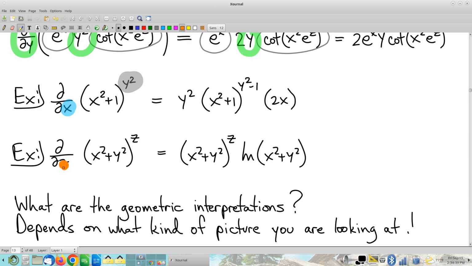Likewise, if you're taking a z partial down here, then all of this is constant. And I have merely an exponential constant to the power of z. And again, that's a standard single variable calculus formula.